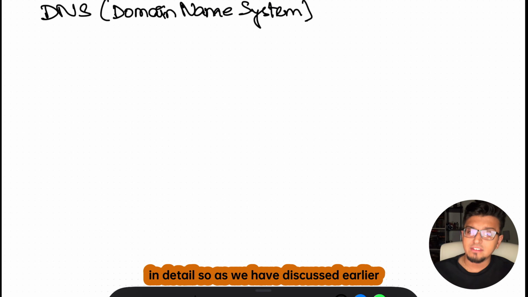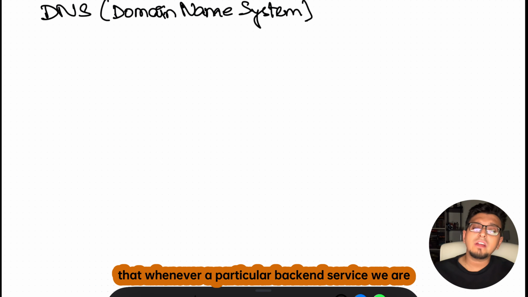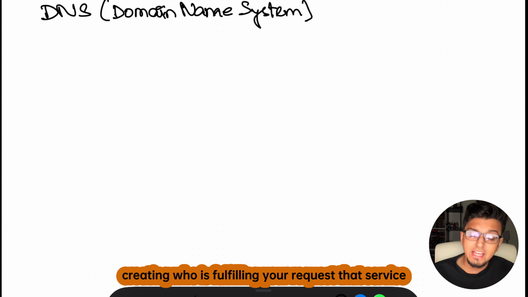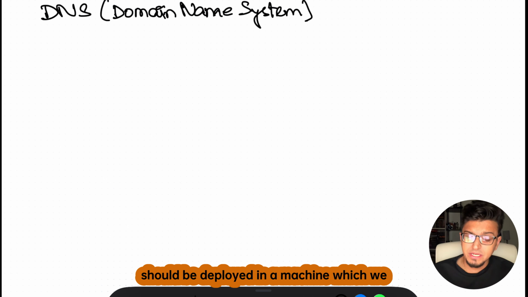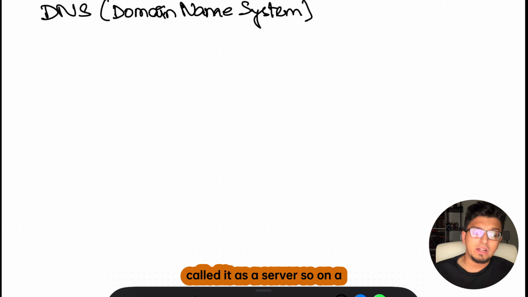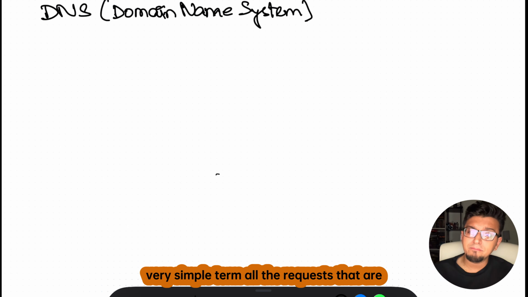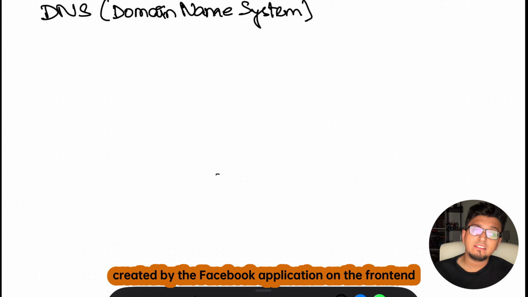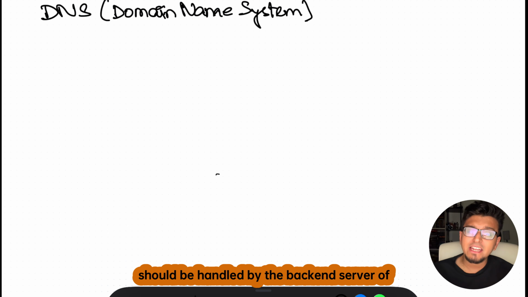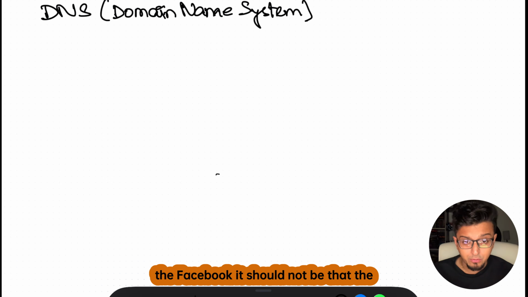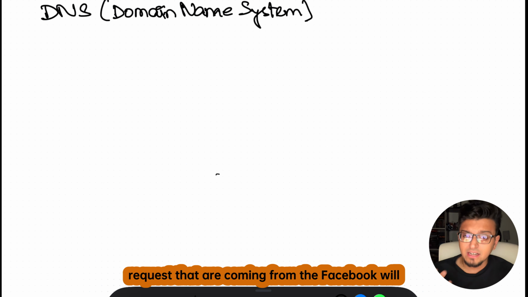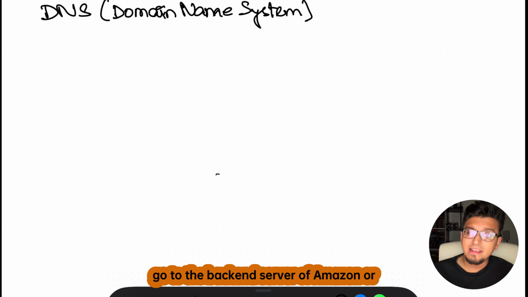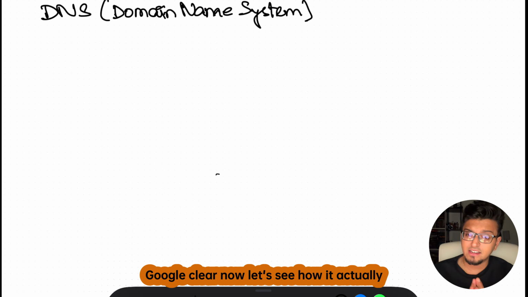As we have discussed earlier, whenever we create a backend service that fulfills your request, that service should be deployed on a machine which we call a server. In very simple terms, all the requests created by the Facebook application on the front end should be handled by the backend server of Facebook. It should not be that the requests coming from Facebook go to the backend server of Amazon or Google. Clear? Now let's see how it actually happens.